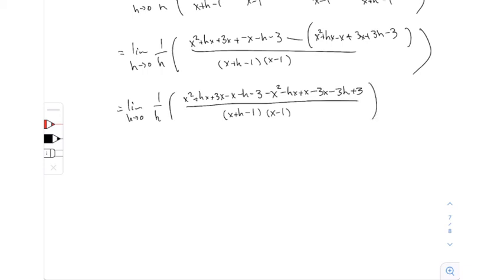I just distributed the minus sign across the second half of that. And now it's time to cancel stuff out. Hopefully most of this stuff will cancel. I see x squared in the beginning and a minus x squared in the middle.